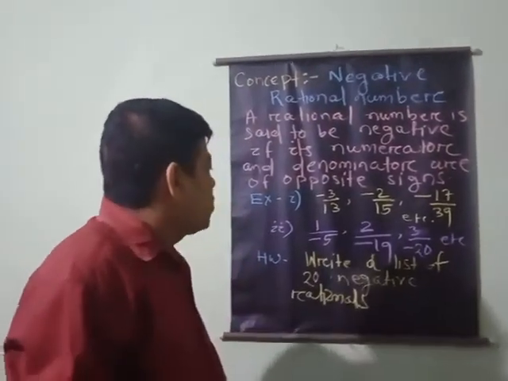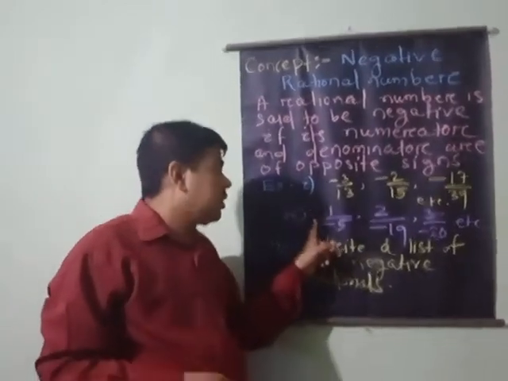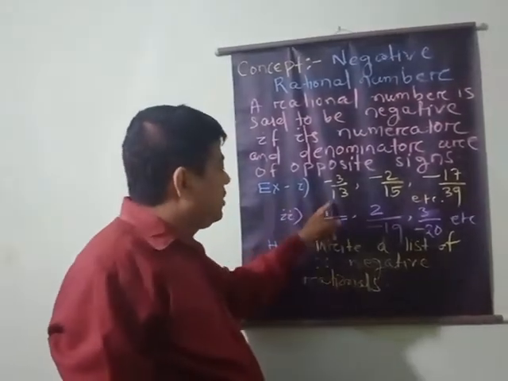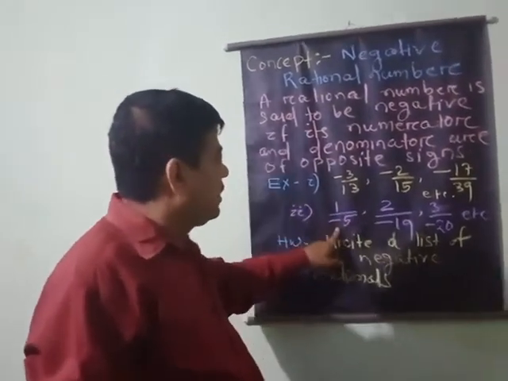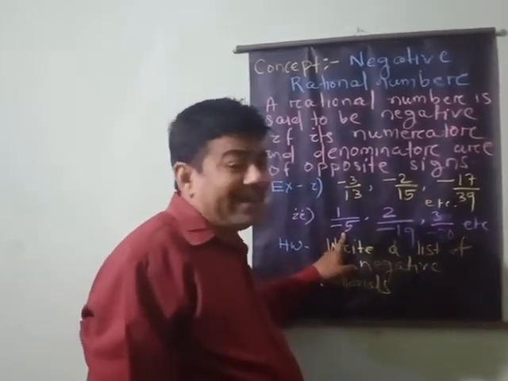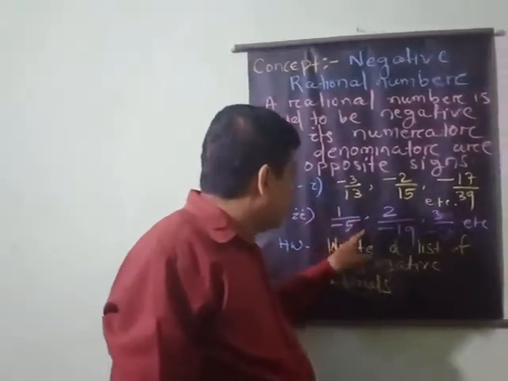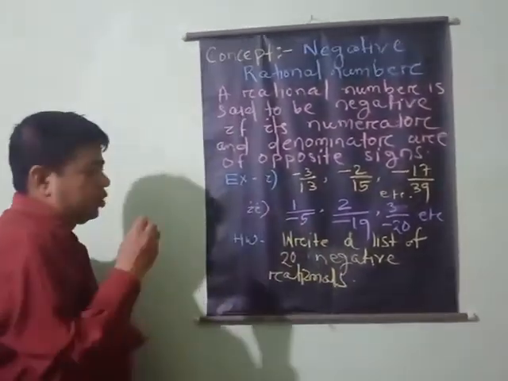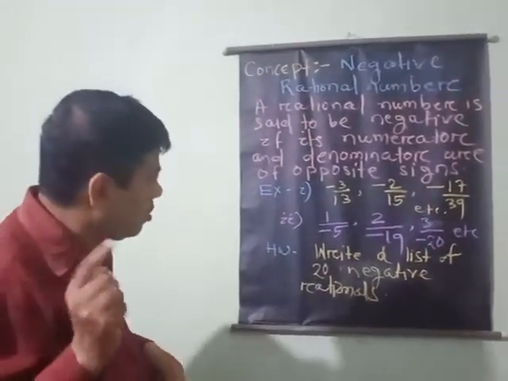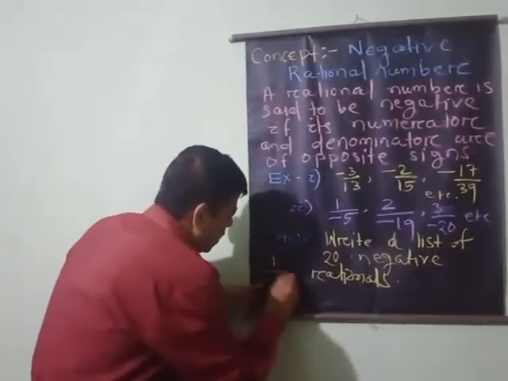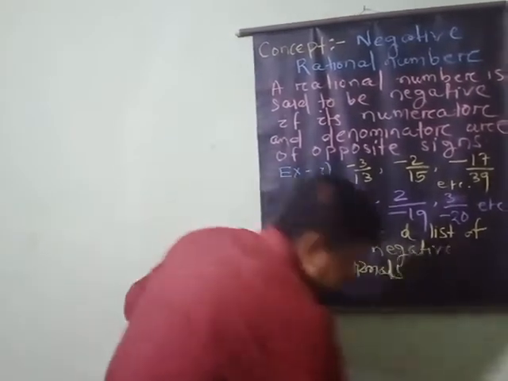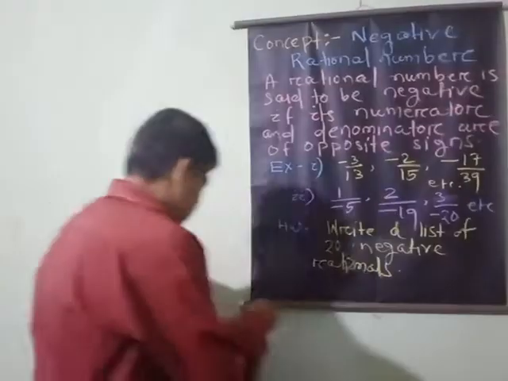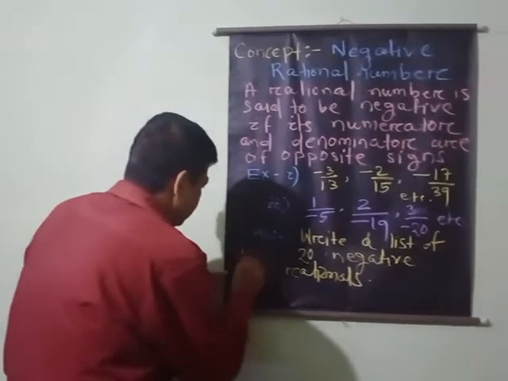Remember one thing: during the process of simplification, the rational number should always be kept in standard form. Standard form means the denominator must always be positive. The denominator should always be positive during simplification. It is one of the important notes. Remember this. Suppose I write 1 divided by minus 5. How can I write it here?